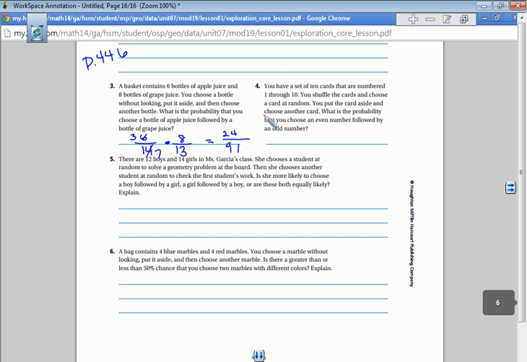Okay. Let's look at the next one. You have a set of 10 cards that are numbered 1 through 10. You shuffle the cards and choose a card at random. You put the card aside and choose another card. What is the probability that you choose an even number followed by an odd number? Independent or dependent? Dependent. Because we pulled the card out and didn't put it back in. So when you're looking at some of these games of chance, is there replacement? Because if we replace it, then they should be independent. Or did we not replace the card? Did we pull it out? Which makes them dependent.